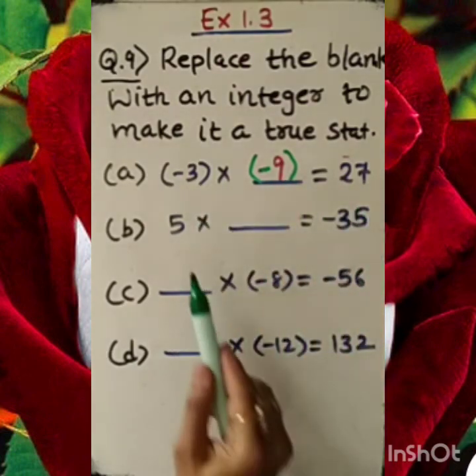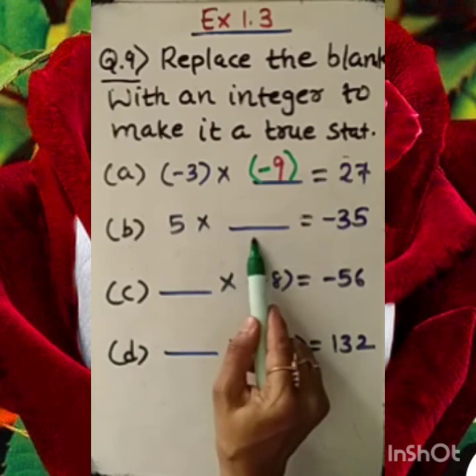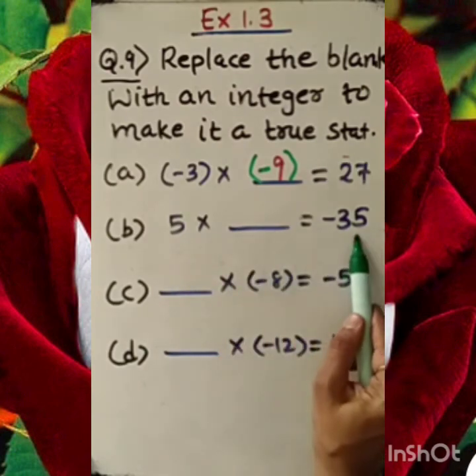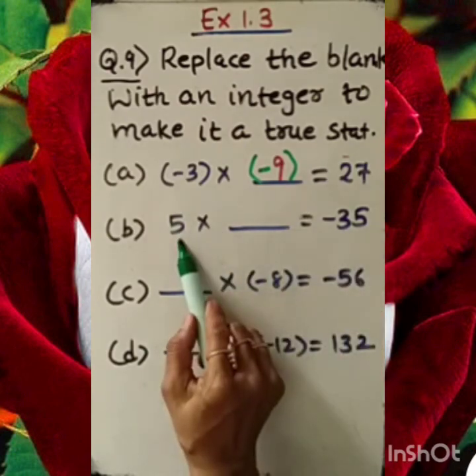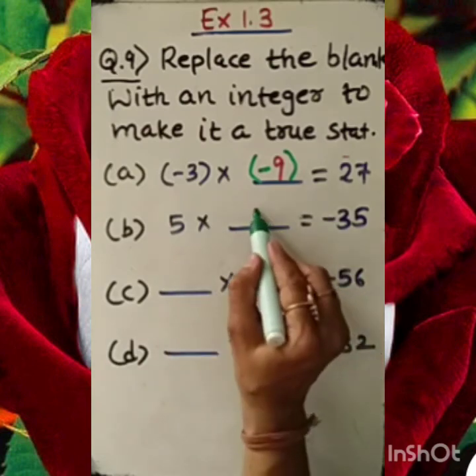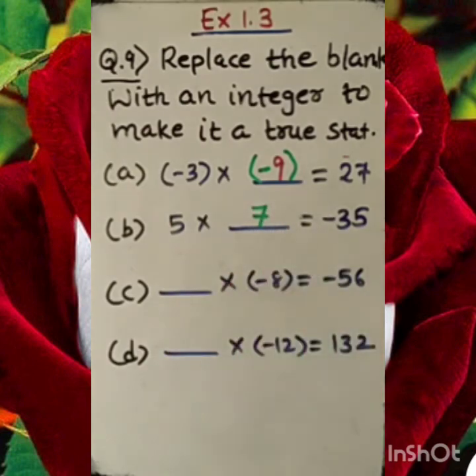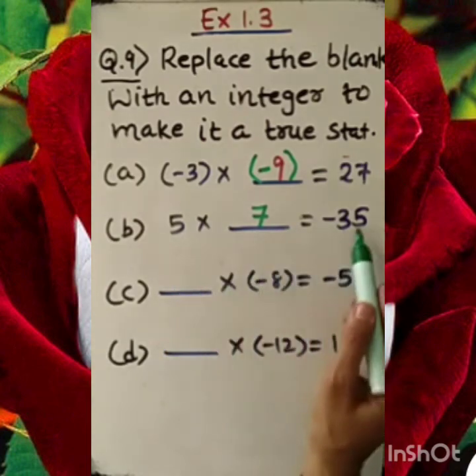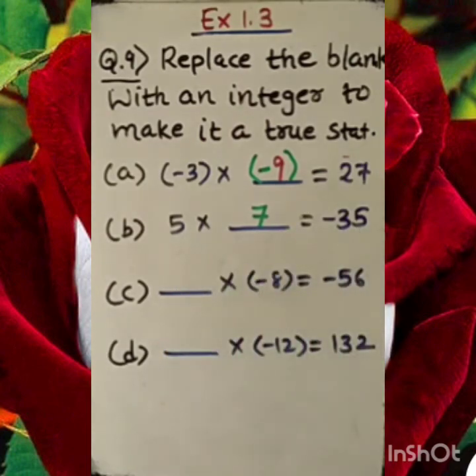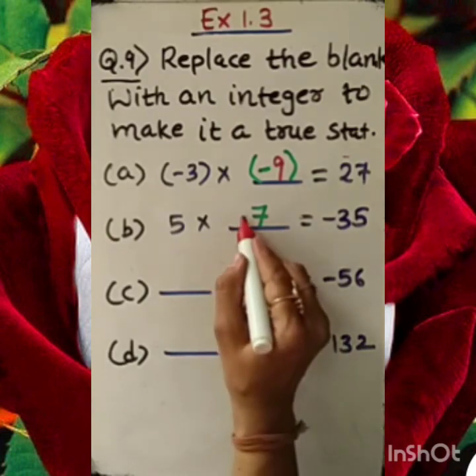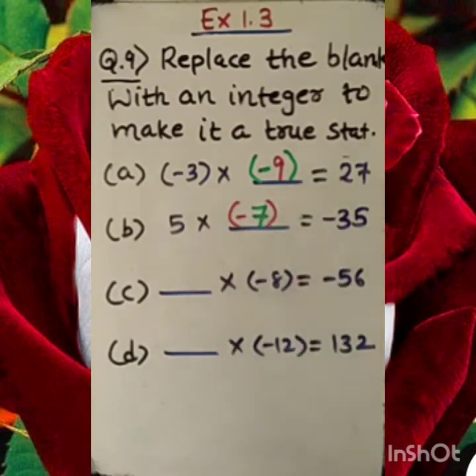Same thing here. 5 into which number gives the result 35? If we recite the table of 5, we know that 5 sevens are 35. So how do we decide the sign? It will be minus here. Here 5 sevens are 35.